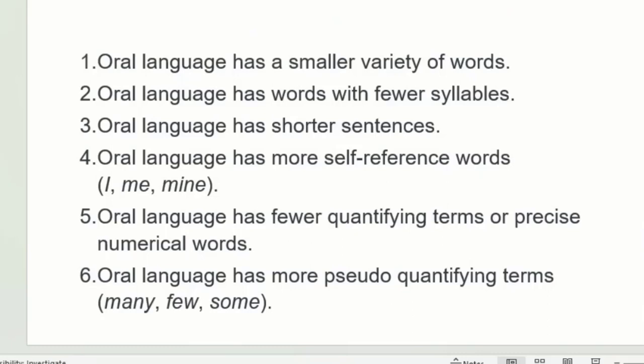The vocabulary that you pick up there is a lot. You've got to check if you understand the word precise, if you understand the word numerical, if you understand the word quantifying, if you understand the word pseudo quantifying terms. That is your vocabulary that you pick up every day in a lesson, so that when you use these words, you understand what you are saying. Any question?